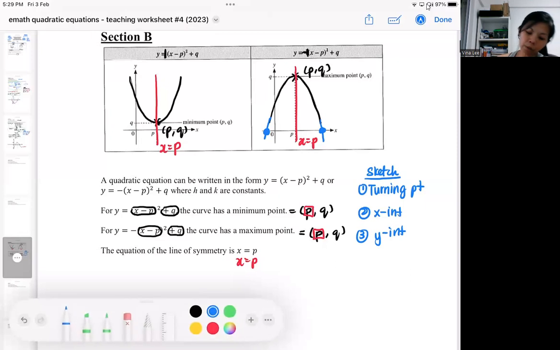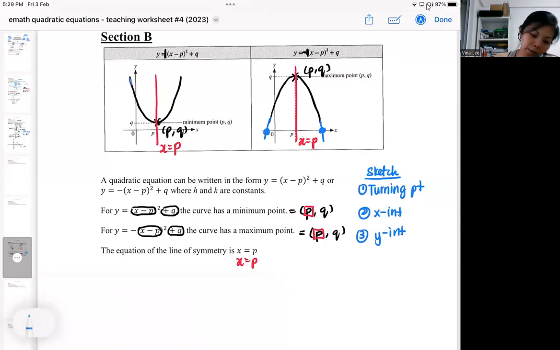But sometimes you may not have the x-intercept. For example, here, if you look at this graph, it's above the x-axis. So there is no x-intercept. So don't be worried if you couldn't find an x-intercept. You might not get an answer for the x-intercept, and that's fine. Whatever it is, we will have the checklist: turning point, x-intercept, and y-intercept.